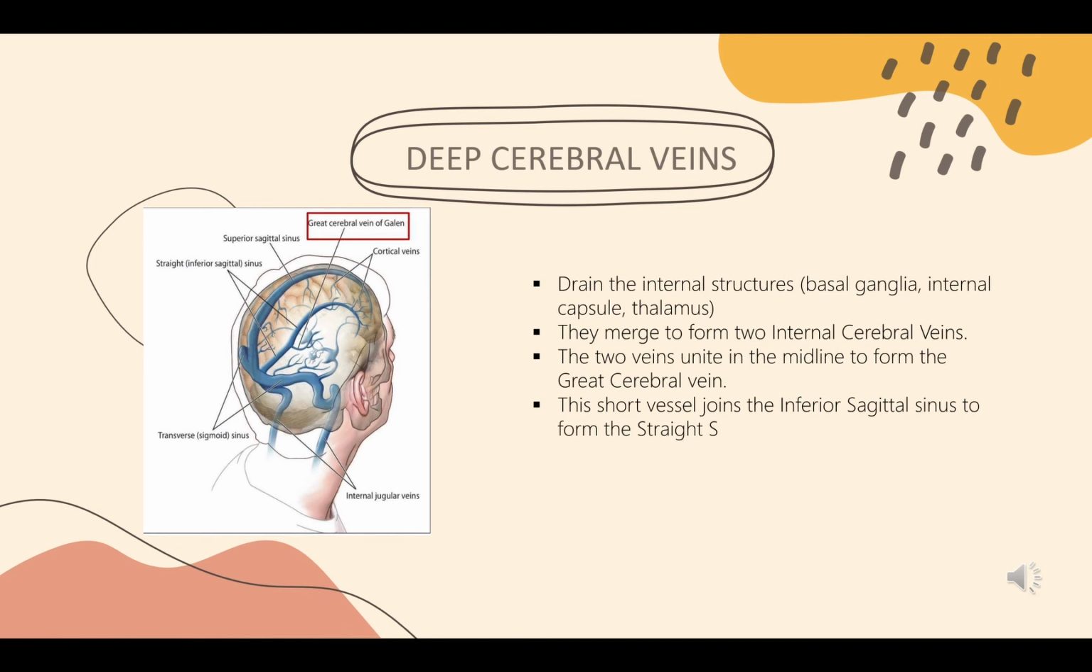Deep cerebral veins. They drain the internal structures, which are the basal ganglia, internal capsule, and thalamus. They merge to form two internal cerebral veins. The two veins unite in the midline to form the great cerebral vein. This short vessel joins the inferior sagittal sinus to form the straight sinus.